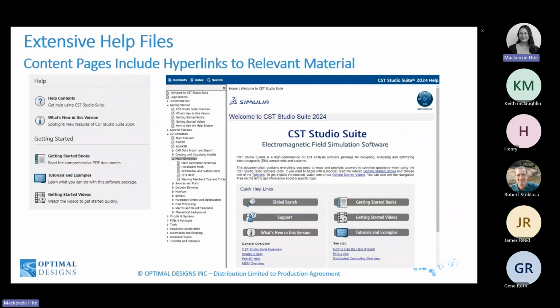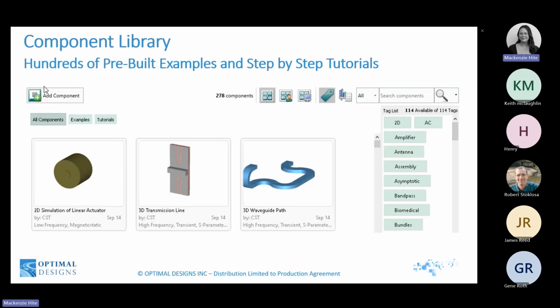The embedded help files are both expansive and easy to navigate, with hyperlinks to relevant material. You can find information ranging from mathematical explanation of solvers to resolving an operational question. The component library includes over 500 pre-built models and over 50 tutorials for step-by-step model creation.